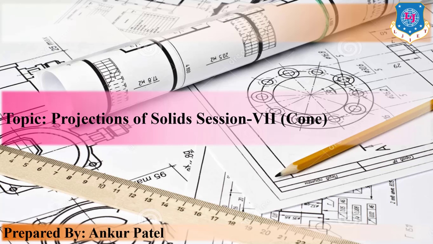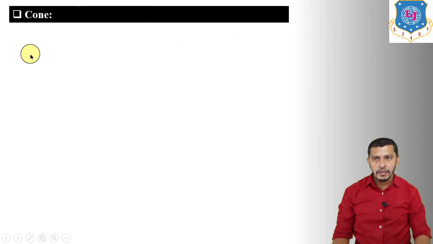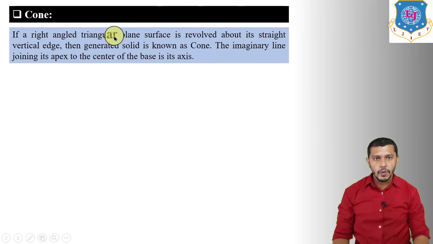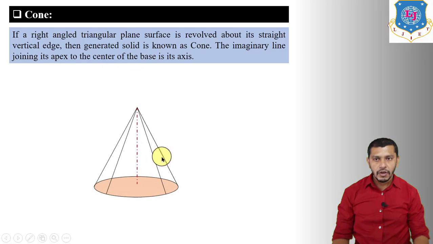Now, let us discuss the cone. So, what is a cone? If a right angle triangular plane surface is revolved about its straight vertical edge, then the generated solid is known as a cone, and the imaginary line joining its apex to the center of the base is known as the axis of the cone. So the cone is a solid generated by revolving a right angle triangular plane about its straight vertical edge, and the line joining the apex point and the center of the base is known as the axis of the cone.